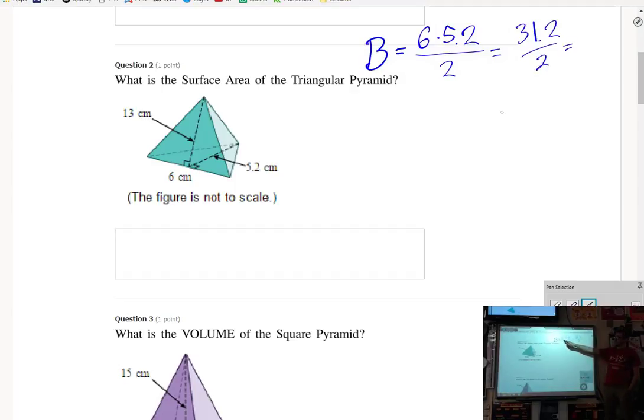I could have also just divided the 6 by 2 and then multiplied 3 times 5.2 and I get 15.6. Yeah. So that's my big B. I circle it or something because I know I'm going to need it. Then my lateral area.